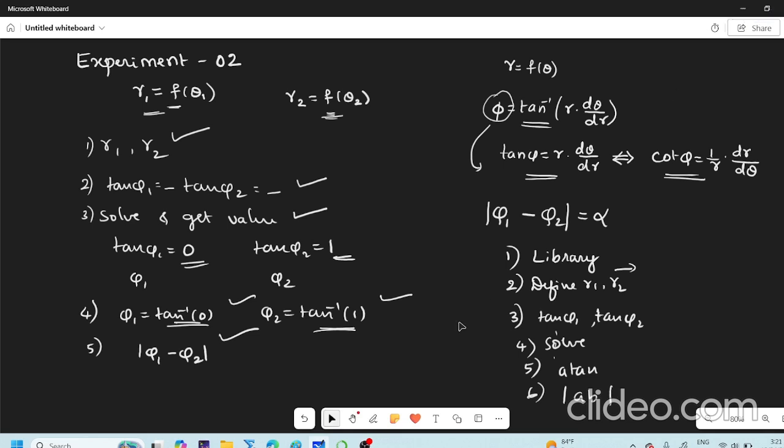Let me write a code to find the angle of intersection of the curves r equal to 4 into 1 plus cos theta and r equal to 4 into 1 minus cos theta. You can write any constant, it doesn't matter. For writing the program, we don't have the convenience of writing theta, so we use t. So r and t are the variables. Let me write the code.